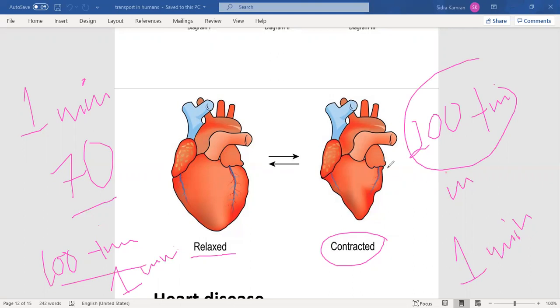So this is all about the pumping of the heart, and this contraction of atria and ventricle gives you the heartbeat. The contraction and relaxation of atria and ventricle is basically the heartbeat. So let's move towards the next topic, that is heart disease.